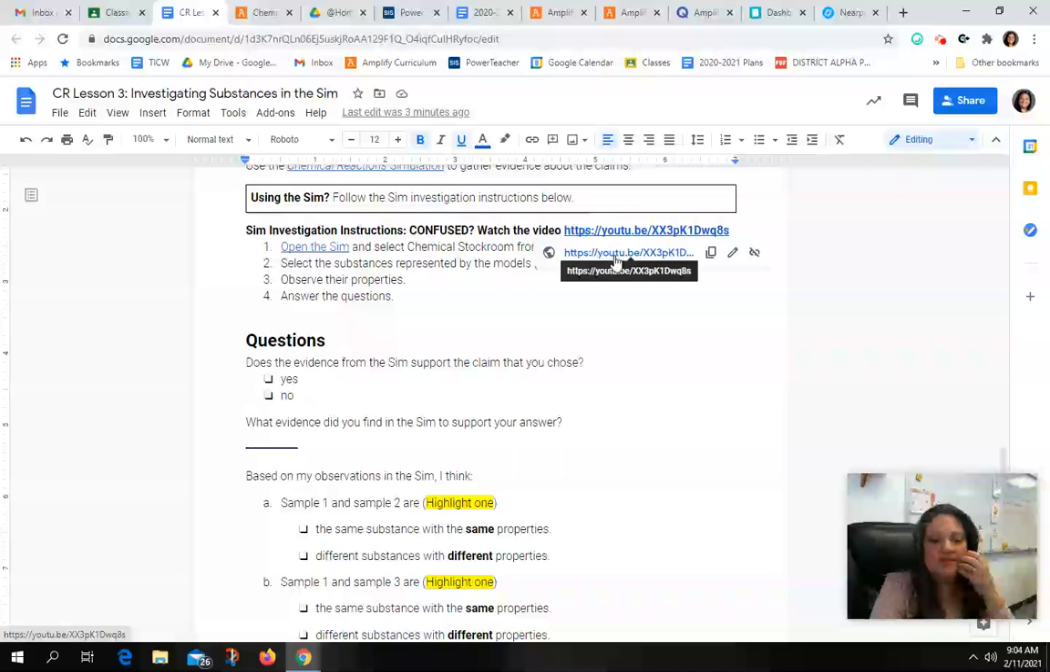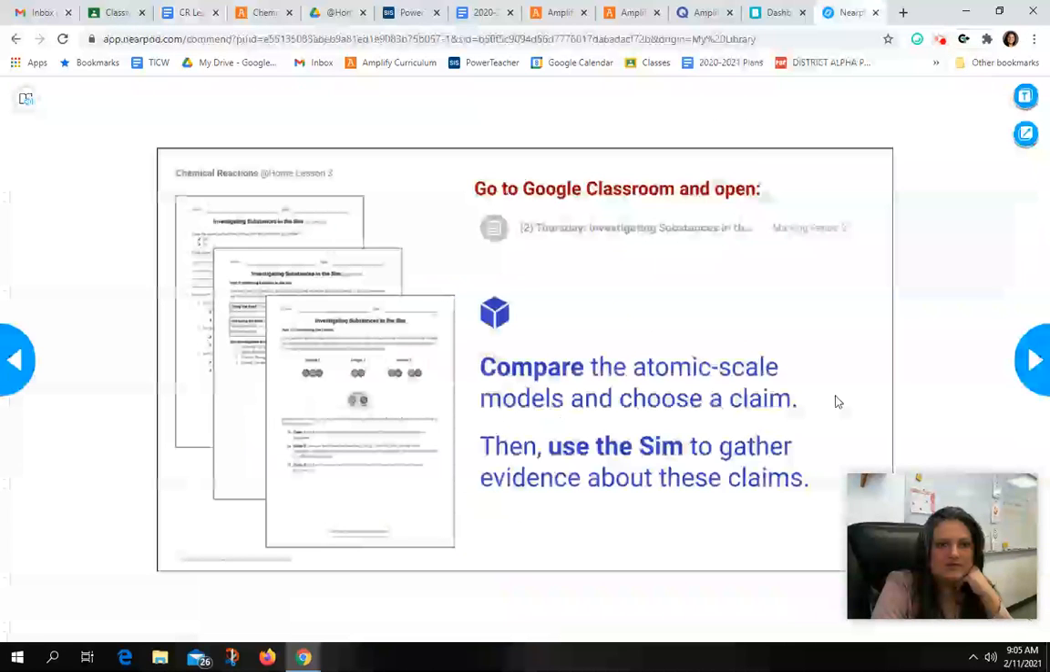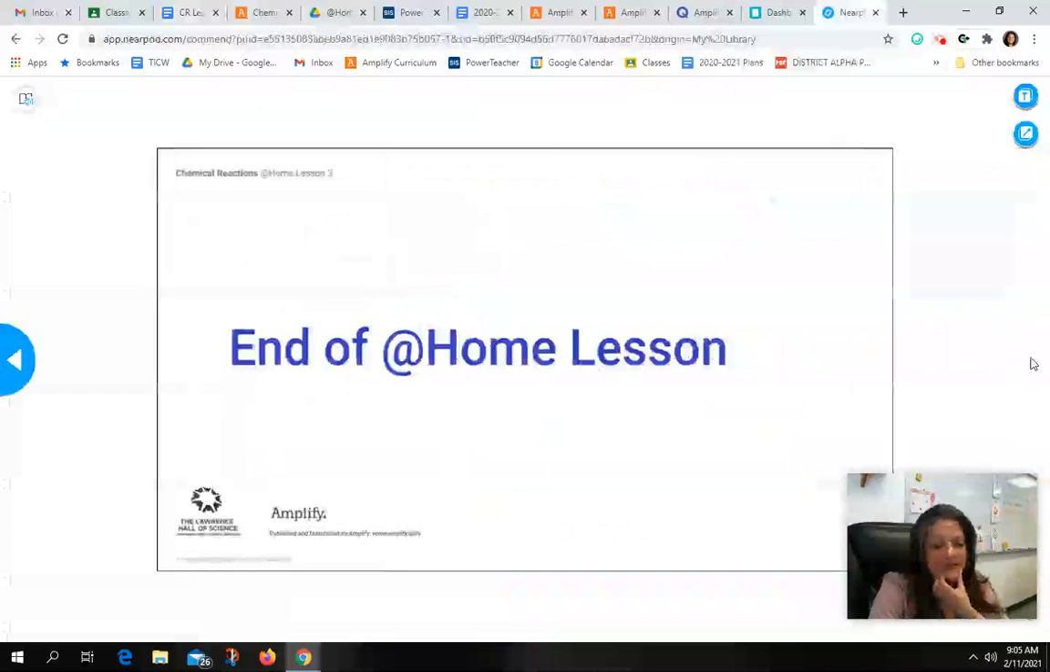In the beginning, it says not to use the video. If you have access, you are welcome to use the video if you are confused on what you should be doing in terms of working in the sim. If you have any questions further than that, please feel free to email me, and I will get back to you as soon as possible. That is, once you finish, you should turn that in, and then that is the end of lesson 3.1.